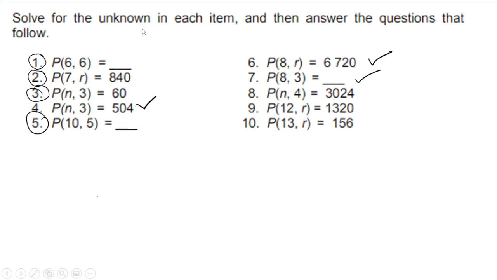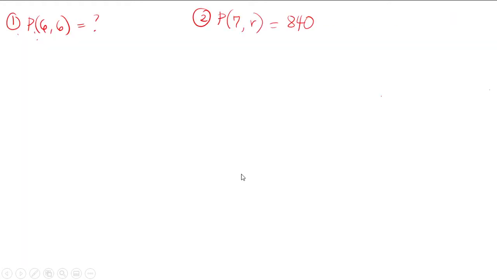We will now be discussing how to solve Activity 5, Warm That Mind Up of page 295. What to do? Solve for the unknown in each item and then answer the questions that follow. So lahat na naka-encircle, 1, 2, 3, 5, sasagutan ko. And then 4, 6, and 7 will be yours, okay? So let's begin with number 1.